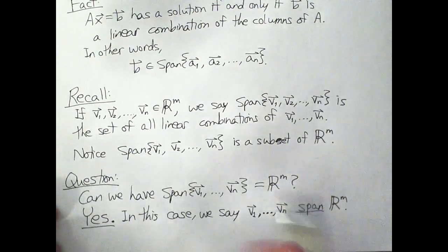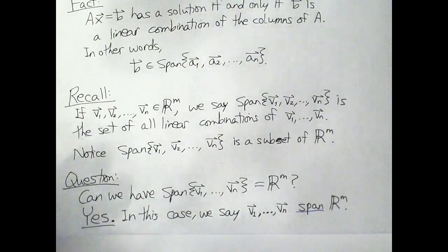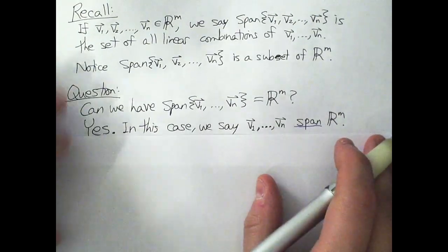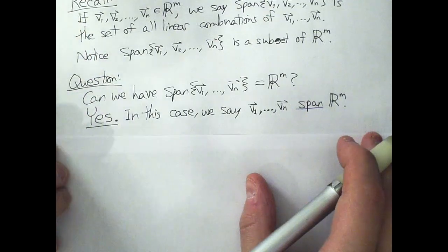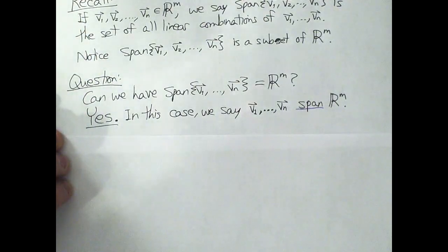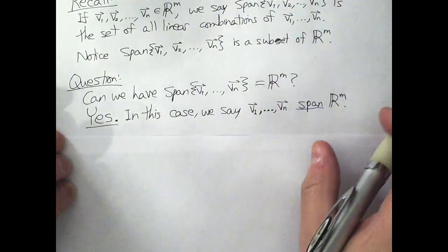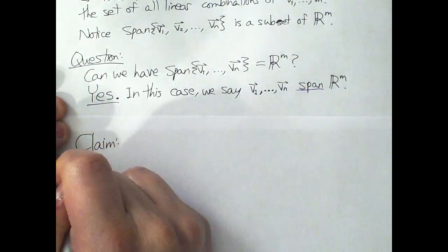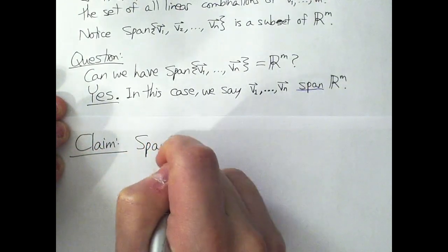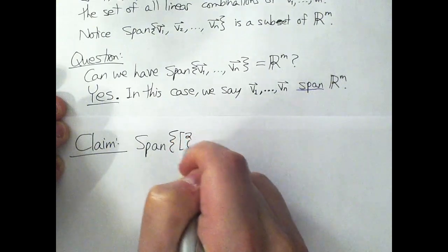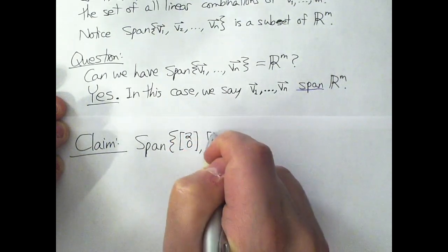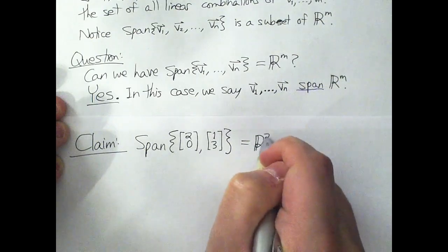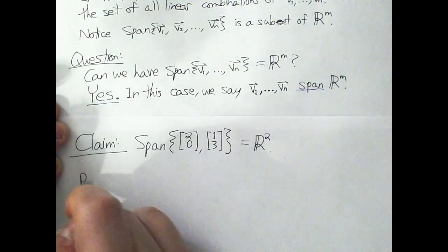Now, how can we tell? If we have some vectors, how can we tell whether or not those vectors span Rm? I might refer to Rm as the space that these vectors live in. How can we show that these vectors span the entire space? I'm going to show you an example. I claim that the span of these two vectors, only two are needed, equals R2. And I am going to prove this to you.